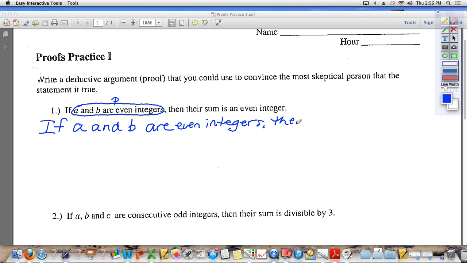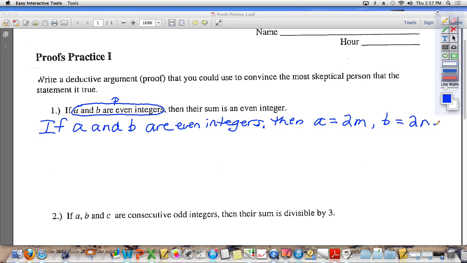then, so what you're going to do is write a series of conditional statements, if-then statements. If A and B are even integers, then, well, if it's even, how do I write an even number? 2m. So I'm going to call A 2m. What about B? B is also an even integer, but it doesn't have to be the one right after 2m. It can just be any old even integer. 2n. So A is 2m, B is 2n.